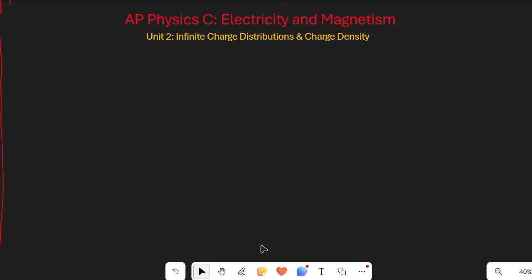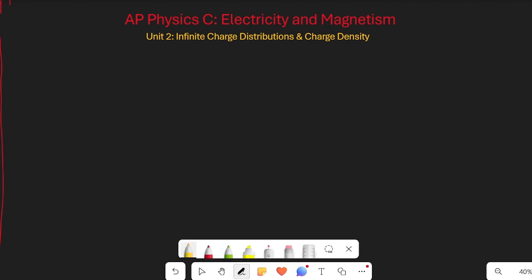And today we are bringing you Unit 2 of this course, which will be Infinite Charge Distributions and Charge Density. So today we'll actually start using some calculus in order to calculate infinite charge distributions. Remember, the key word here is infinite. That is a sign where we use calculus to solve things, right? So first things first, let's start with a little bit of review from last time.